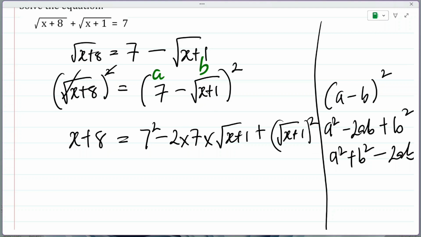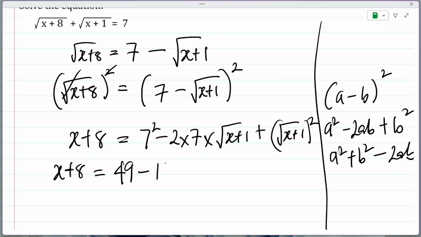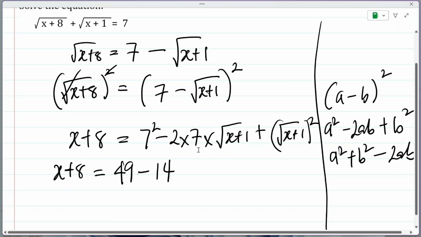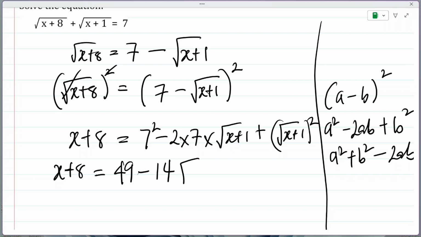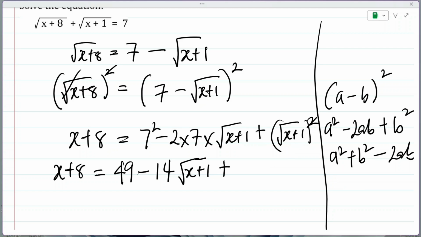Then you square it. On the next line, you have x plus 8 equals 7 squared is 49. Then you have minus 2 times 7 times root x plus 1. You multiply the whole numbers first. 2 times 7 is 14. Then you have 14 root x plus 1, plus, your square will cancel your square root. Square cancels square root.